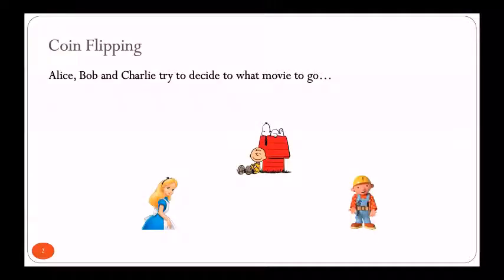So really, the first thing we should be asking ourselves when we talk about coin flipping is, what is coin flipping? So I'll try explaining using an example. Let's say we have three parties, Alice, Bob, and Charlie, that want to go see a movie in the cinema. And there are only two screenings, either Alice in Wonderland or Bob the Builder.